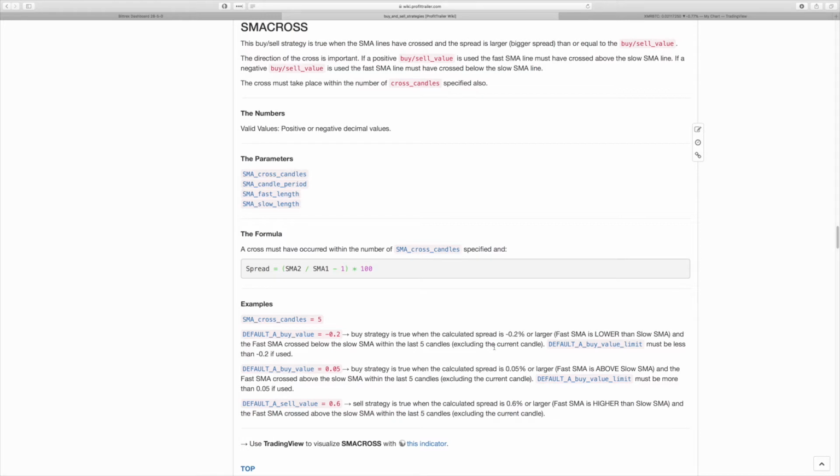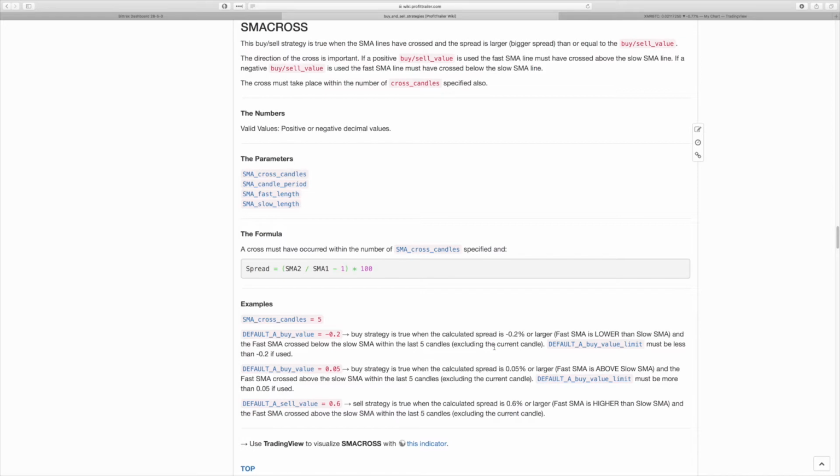Okay? So your fast SMA is lower than your slow SMA in this example. And then the fast SMA must have crossed below the slow SMA within the last 5 candles, excluding the current candle. So remember, the one it's currently on is not counted. It's only looking back the 5 prior candles. And if the cross has not happened within those 5 candles in this example, it will not buy. Okay, it will be a false signal.